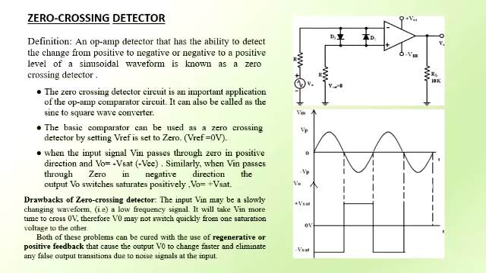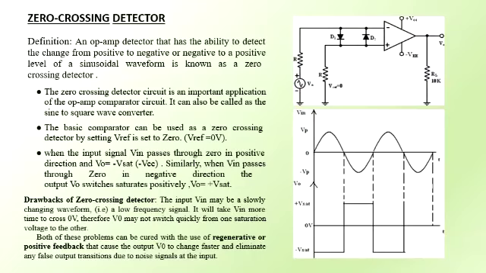Now we will understand the complete input output waveform. The maximum positive saturation is plus VCC, and the negative saturation level is minus VEE. The positive saturation is less than 1 volt, about 1% less than the supply voltage.